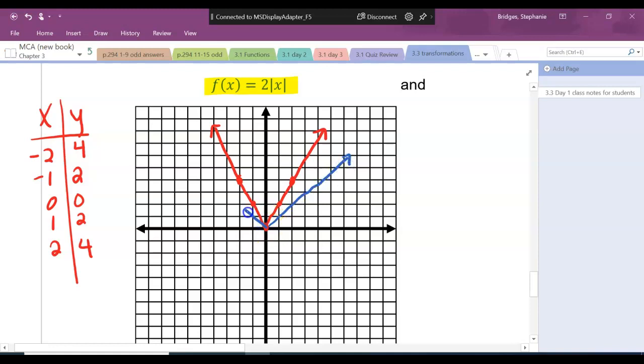So the original absolute value function I'm graphing in blue. The red one is the graph of the 2 times the absolute value of x. So your normal graph is like this. What did the 2 do to it? It made it taller and skinnier, right? That's what we call stretching. Think about stretching up, which makes it taller and skinnier. Does that make sense?